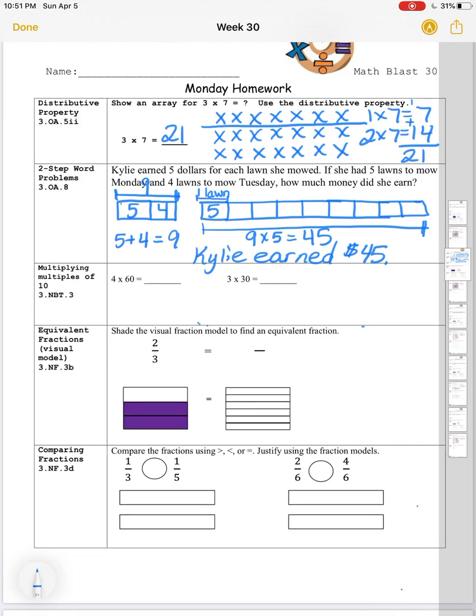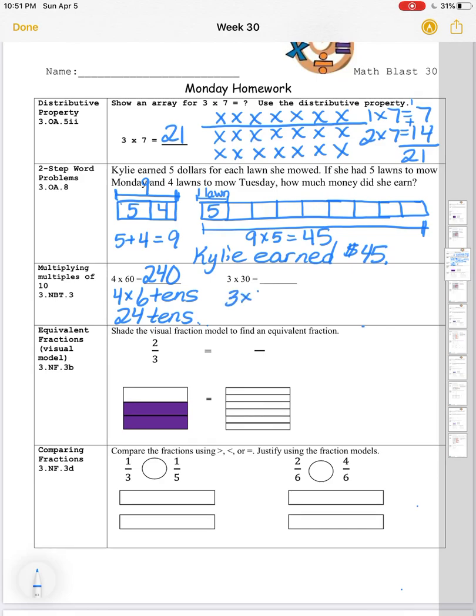Multiplying multiples of 10. 4 times 60. 4 times 60 is the same as 4 times 6 tens. And 4 times 6 is 24, and our units is tens. So 24 needs to end in the tens place. That means there's a 0 in the ones. 4 times 60 is 240.